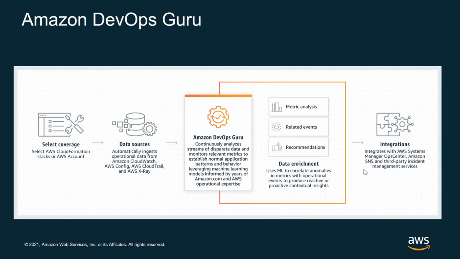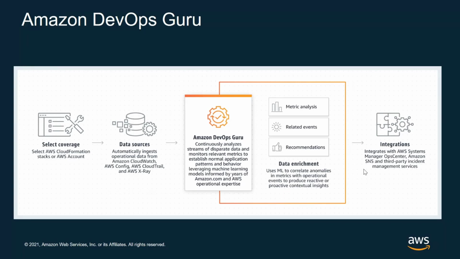Here I'm going to walk you through an overview of how the Amazon DevOps Guru service works. When you first come and find us in the AWS console, you can select coverage. What we want you to do is identify the applications or workloads that are critical enough for us to watch on your behalf. You can do this by selecting AWS CloudFormation stacks. CloudFormation is the infrastructure as code supported by the AWS CloudFormation team.